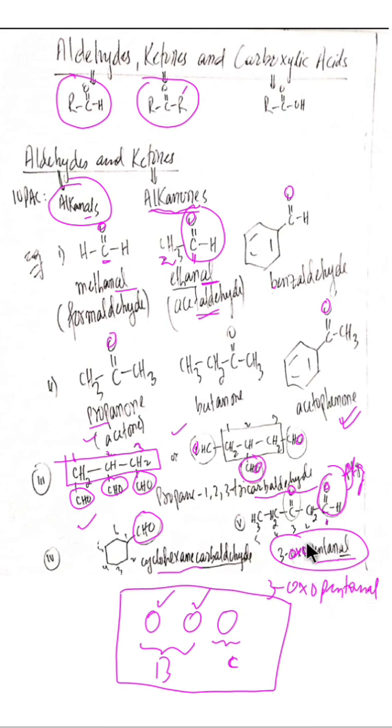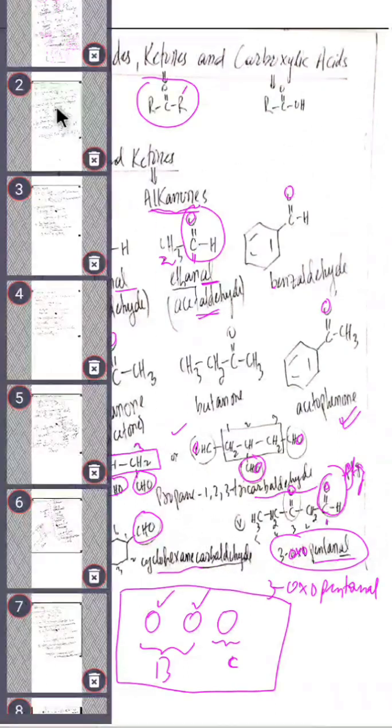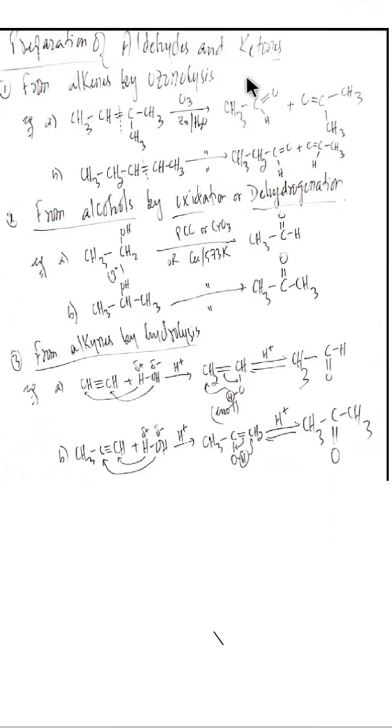Okay, these are some examples of IUPAC nomenclature of aldehydes and ketones. So let us move to the next topic. Next topic is preparation of aldehydes and ketones. So the first preparation of aldehydes and ketones is from alkenes by ozonolysis, and I am taking two examples here.